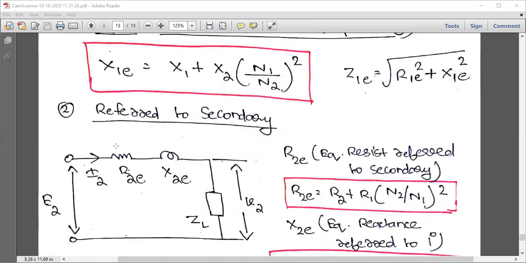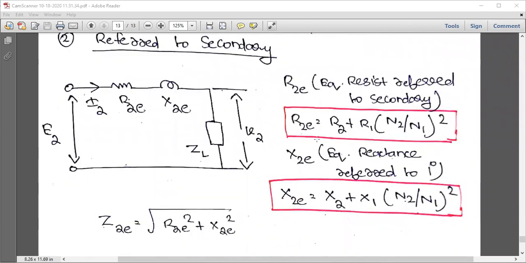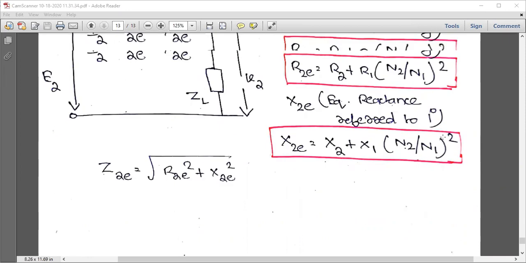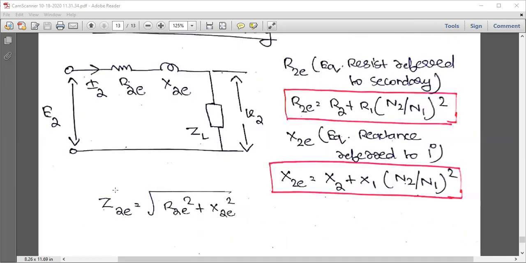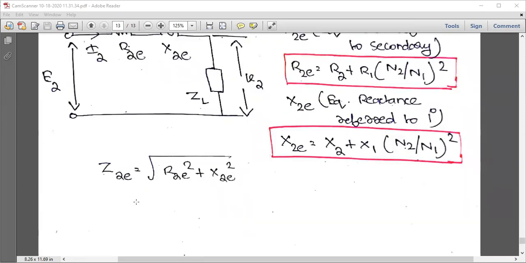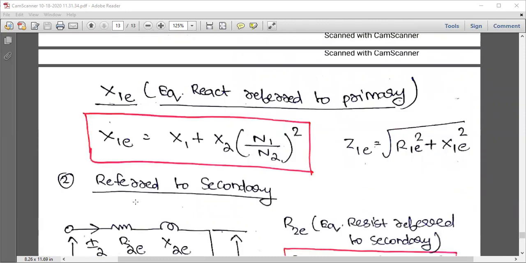What will it be when referred to the secondary? The secondary will be R2E. When we go to the secondary, the secondary remains as it is, R2 plus R1 into N2 by N1 the whole square, since on the top it will be N2 only. Similarly, X2E is equal to X2 plus X1 into N2 by N1 the whole square, referred to the secondary. And Z2 is root of R2E square plus X2E square. That is understood from the phasor.